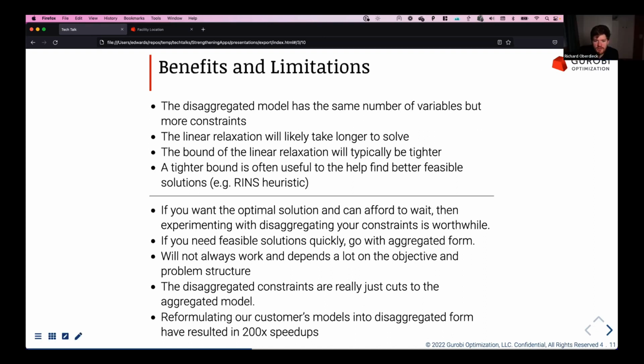Thank you, Steve. We actually have a question here that I think might be worth taking right now, which is, can pre-solve aggregate rows in an attempt to make the model smaller and inadvertently weaken the model again?